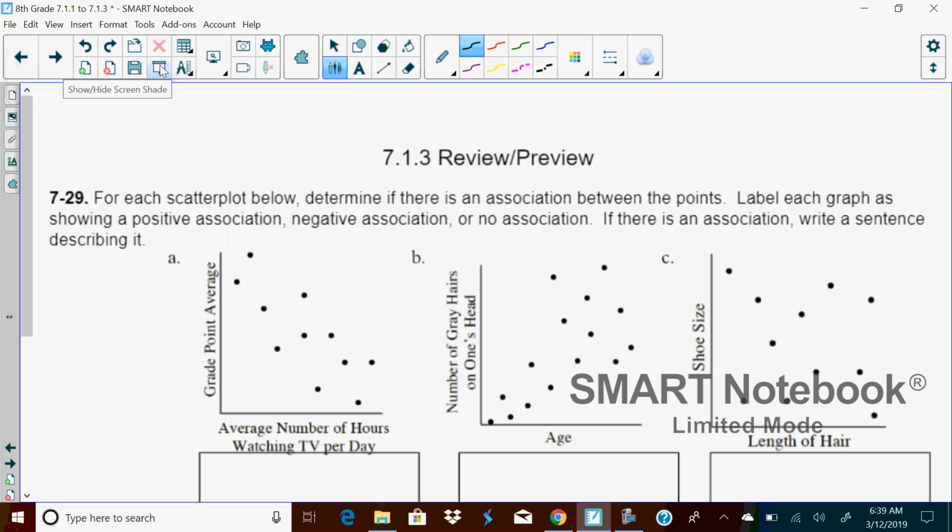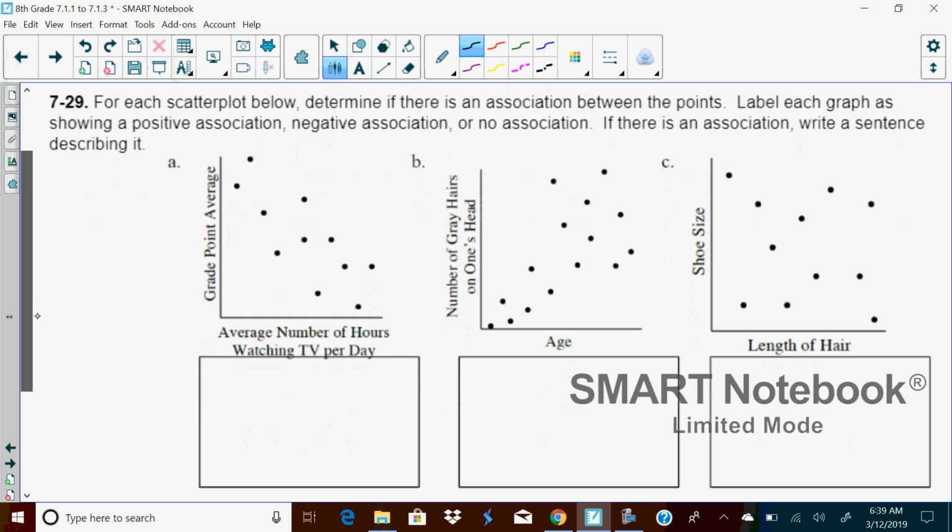Here are the homework answers for the 713 preview. For each scatter plot below, determine if there's association between the points. Label each graph as showing a positive, negative, or no association. If there's association, write a sentence describing it.